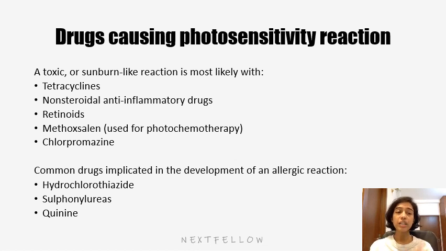Drugs that cause an allergic reaction, that is a not so acute reaction, would be sulfonylureas, quinine, and hydrochlorothiazide.